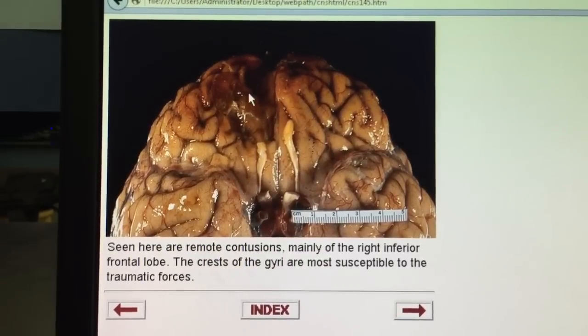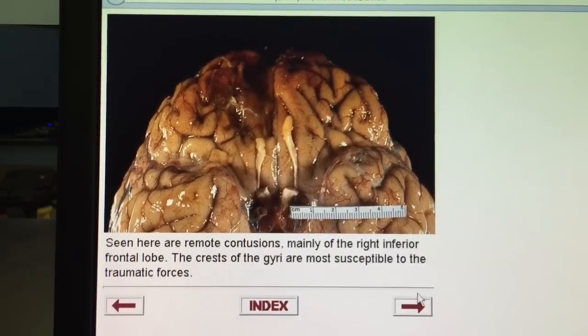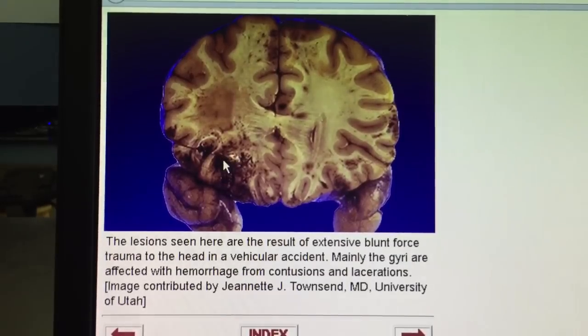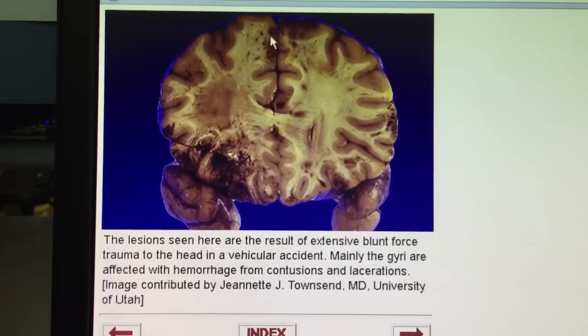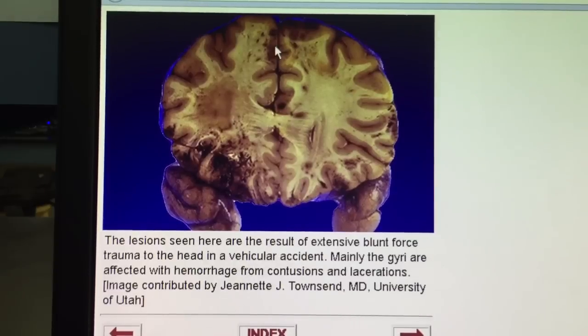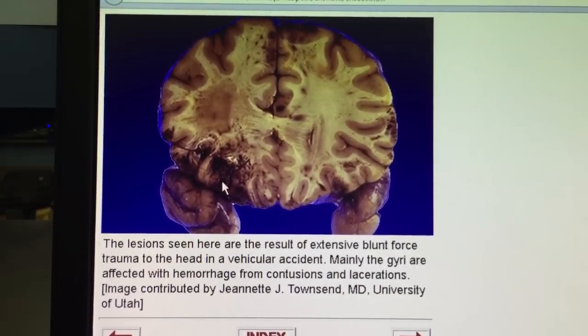Again, the same picture. There's a contusion in the frontal lobe, and it's due to traumatic force. Here we can see a massive or extensive hemorrhage in the inferior and in the upper part of the brain. Again, this is due to a vehicle accident or car accident, contusion and laceration.